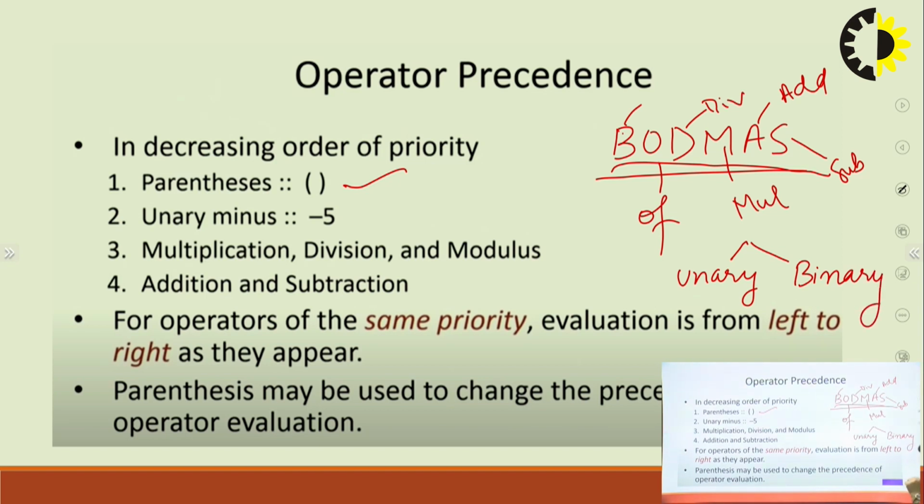Unary means when some operand or some value is available with one sign. Only one sign is there. This arithmetic operator will work only with one operand. And when this arithmetic operator operates on two operands, in between two operands, then that becomes binary. This could be minus also, doesn't matter. Now see this unary.